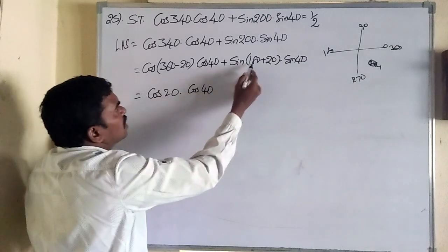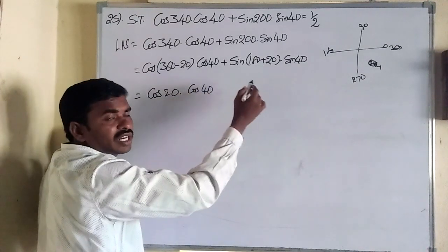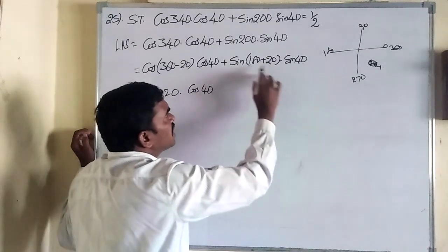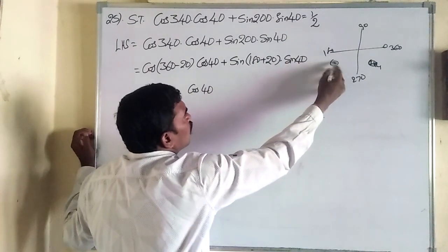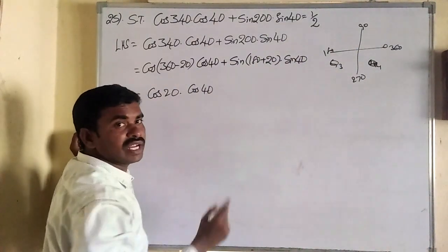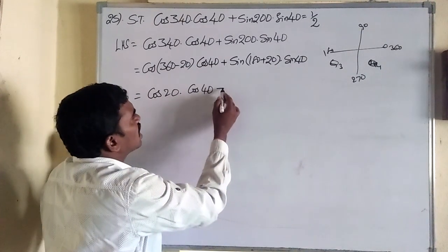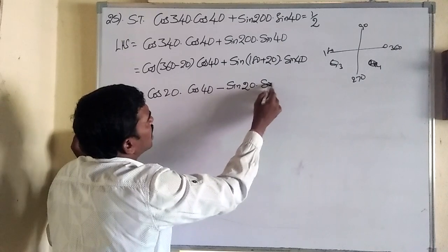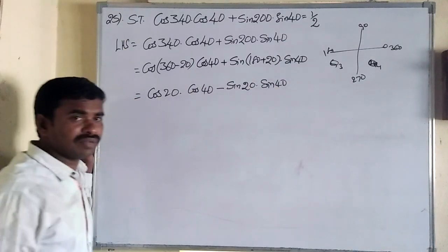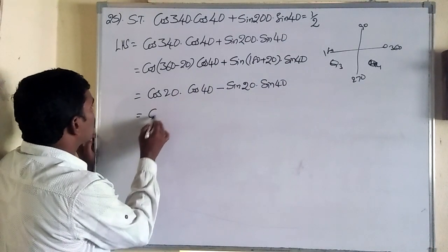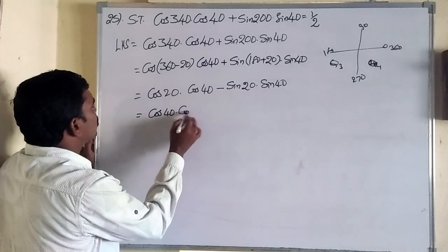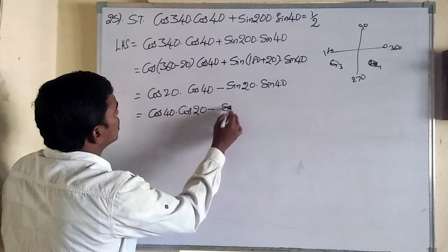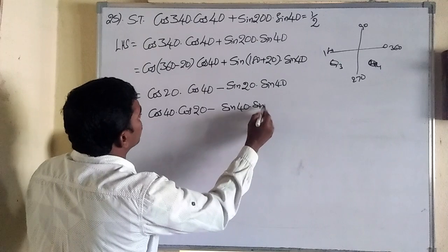And here 180 plus means 200 belongs to which quadrant? 180 plus and above 180, third quadrant. In the third quadrant, what is the sign? Yes, negative. So minus. No change. Sin 20 into sin 40. Okay, I'm writing in order. Cos 40 into cos 20 minus sin 40 into sin 20.